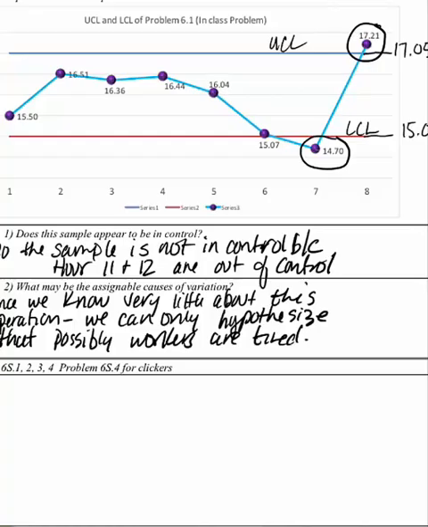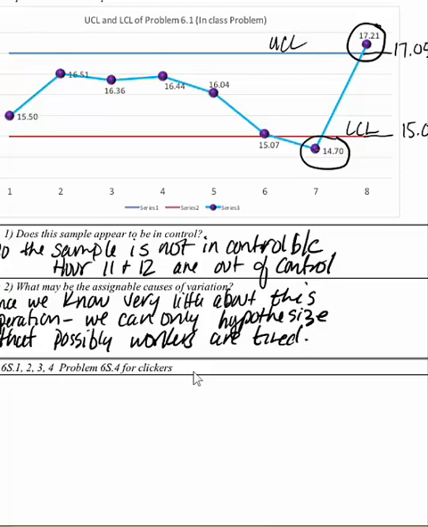And so just to formally answer the question, is the sample in control? No, it's not in control because hour 11 and 12 are outside of the control limits. One is above and one is below the upper and lower control limits. And then question 2, what may be the assignable cause of variation? Well, we don't know much about this operation at all. All we know is that maybe the workers might be tired or the tools are worn out or something by the 11th and 12th hour.